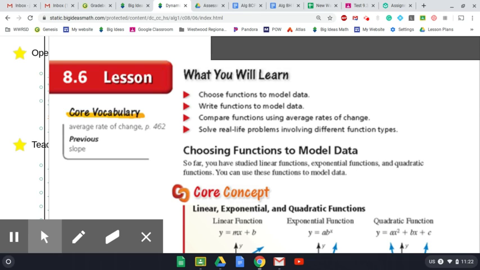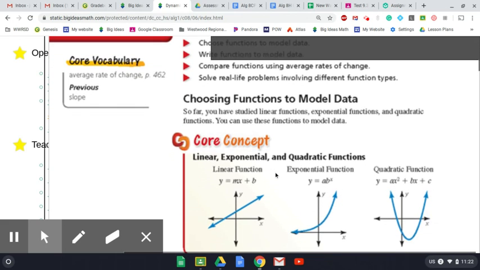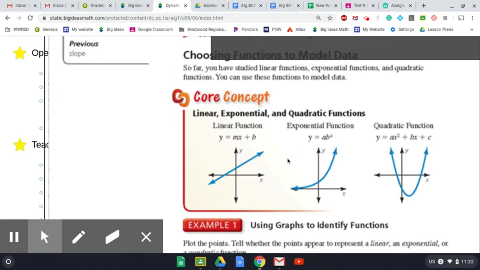Today we're going to look at section 8.6 where we are going to compare the different functions that we have been learning about. So let's take a look down here. So far we've studied linear functions, exponential functions, and quadratic functions. And we can use these functions to model data. So let's just do a quick review.